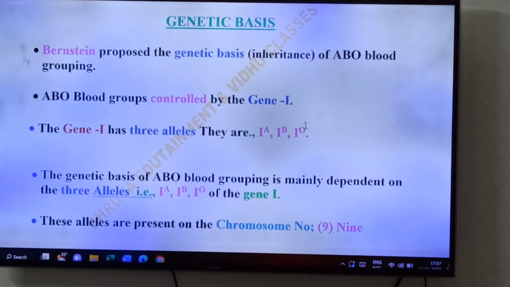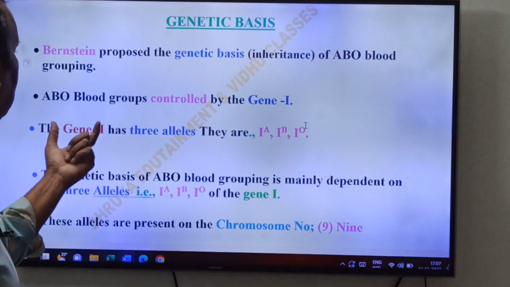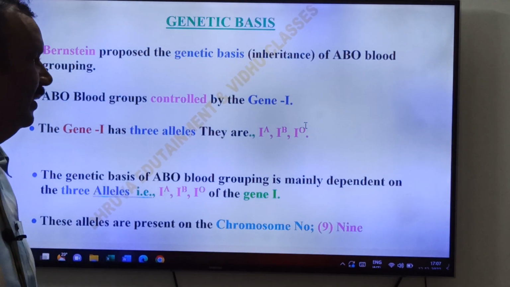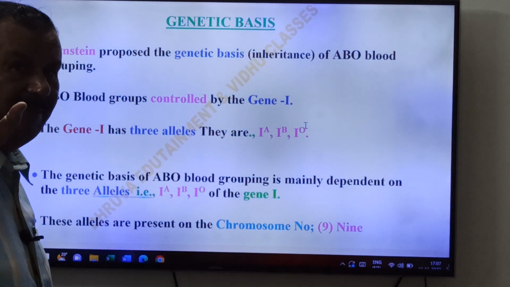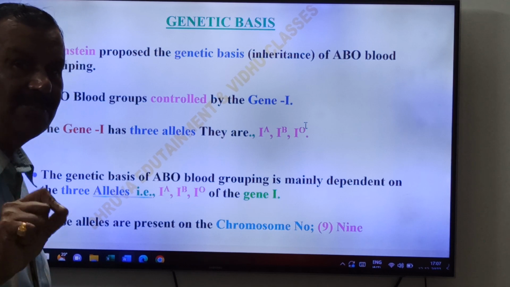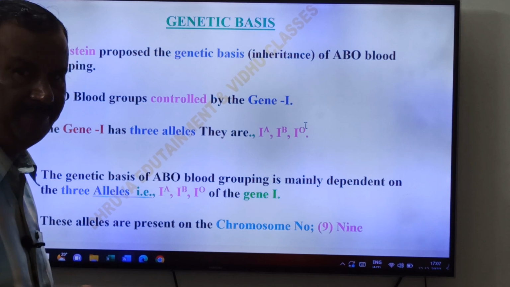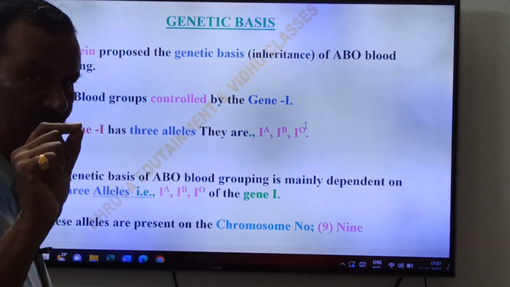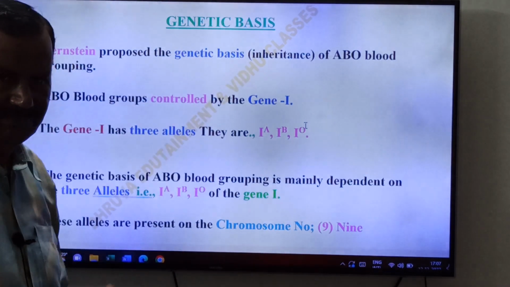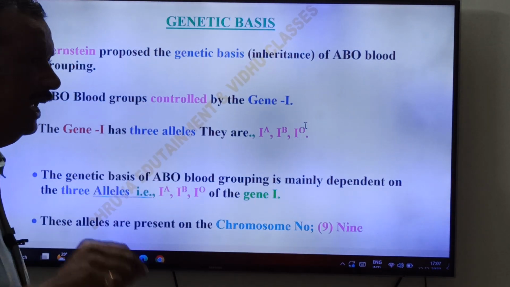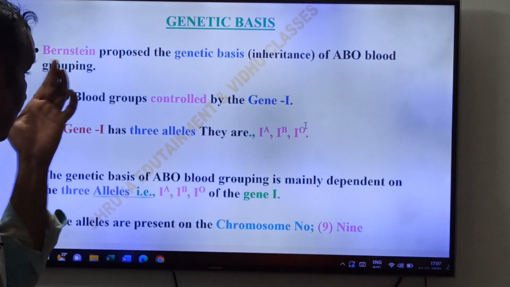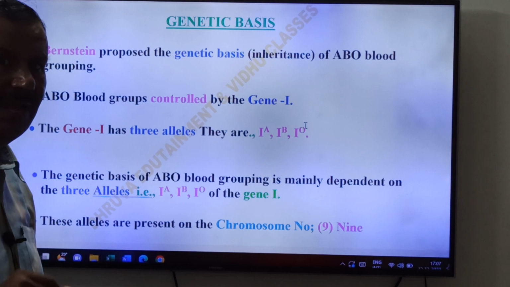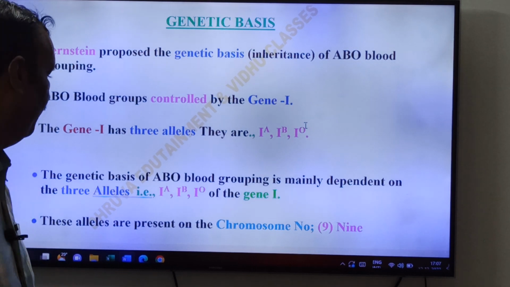ABO blood groups are controlled by the gene I, friends. This gene I is present on chromosome number 9. This gene I has 3 alleles: IA, IB and IO. Here I stands for isoagglutination. ABO blood groups are controlled by one gene, gene I, and the gene I has 3 alleles: IA, IB and IO.